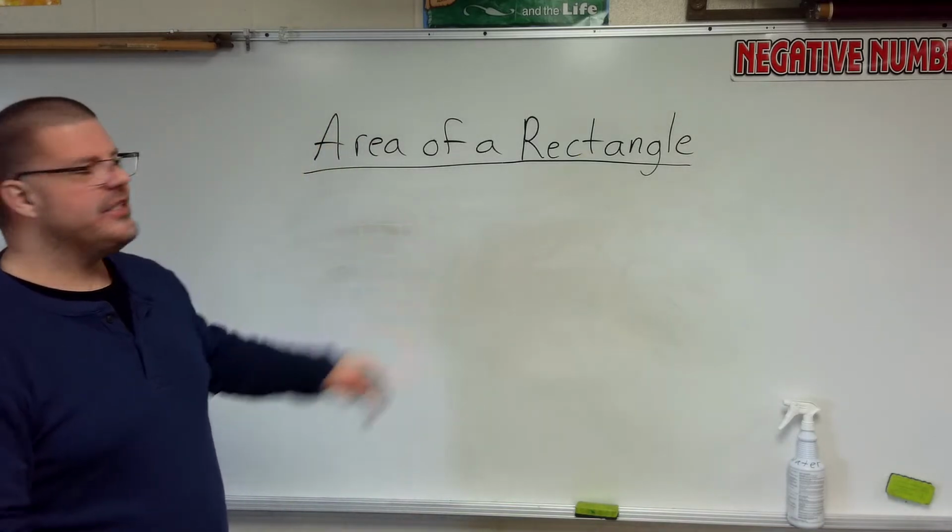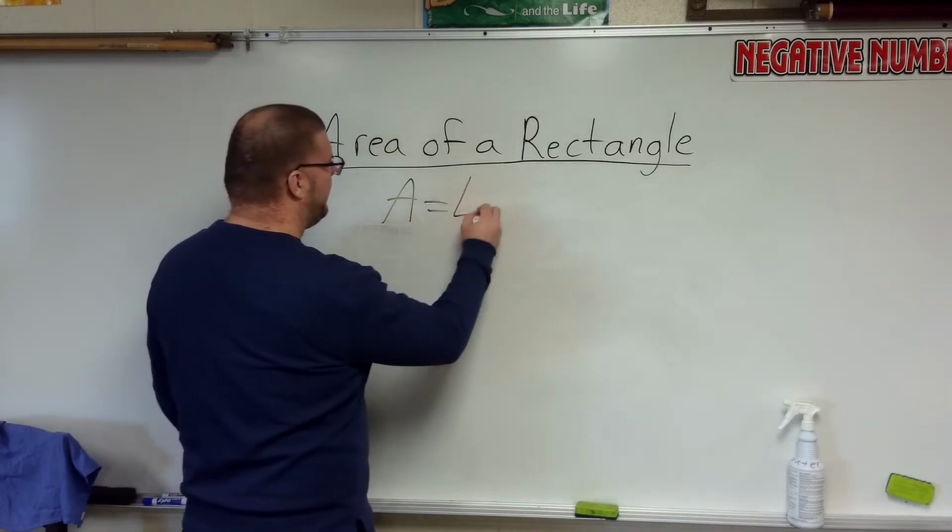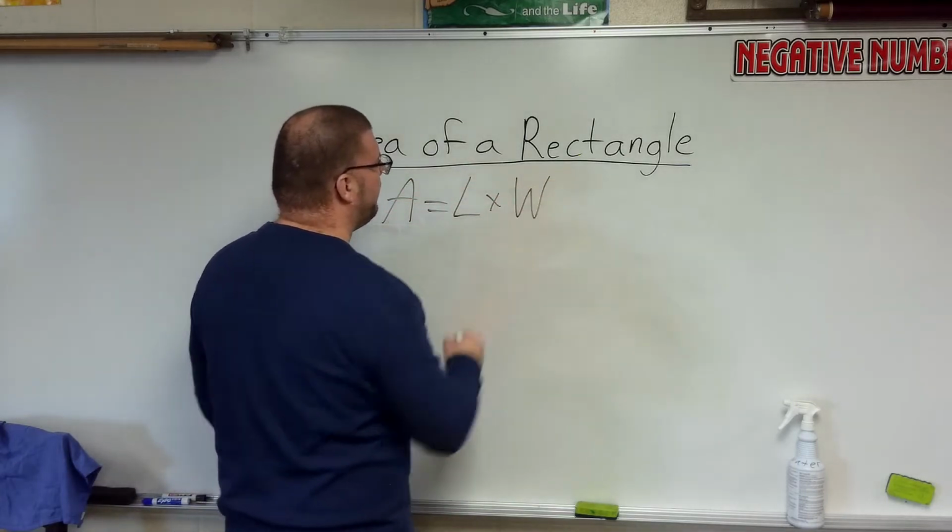There are two different ways to do area of a rectangle. We're talking about multiplication. There's two different formulas. One, area equals length times width.